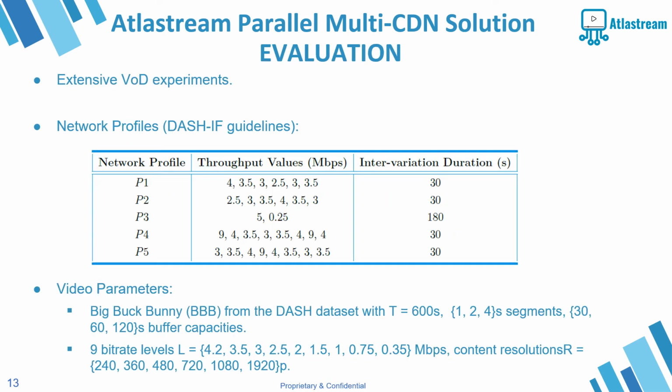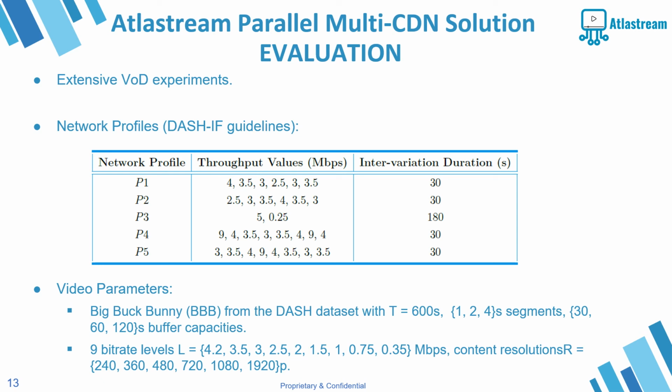To evaluate the robustness of the Atlas Stream multi-CDN solution, we performed extensive video-on-demand tests with different scenarios. We used 5 network fluctuation profiles, P1 to P5, from the guidelines, as shown in this table. The CDN that runs P3 is the bottleneck server.